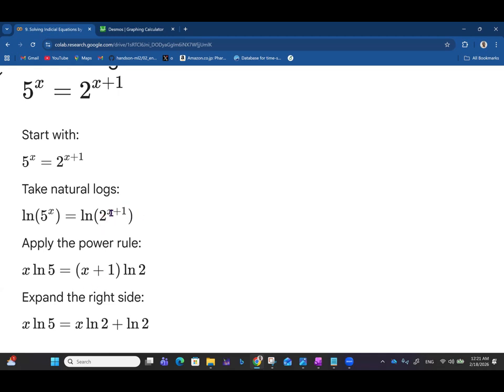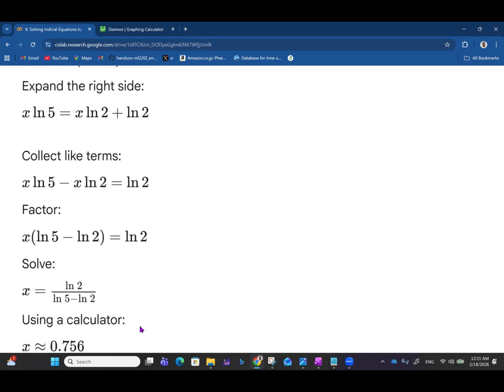So x plus 1, which is the power, will come back and you have ln 2. And then we need to expand the right side. If you expand the right side, of course, on the left, you get x ln 5. On the right, you get x ln 2 plus ln 2. Okay? When you expand x times ln 2, x ln 2, 1 times ln 2, you have ln 2.